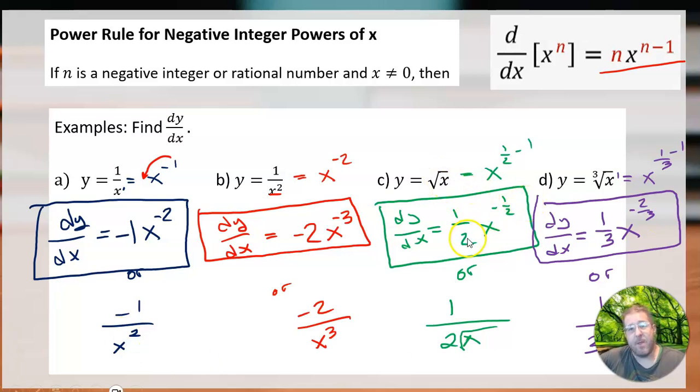What if it's a radical? Well, that's really just a 1/2 power. I would always change all radicals into rational functions. So x to the 1/2 power is the same thing. Bring that 1/2 down in front and drop that 1/2 by 1. So always subtract by 1, which ends up making it a negative, which means to make it a positive, you would just move it to the bottom. So it's 1 over 2 root x.